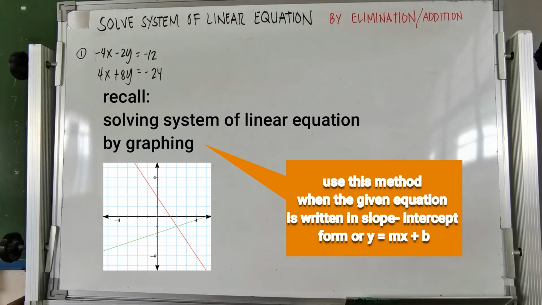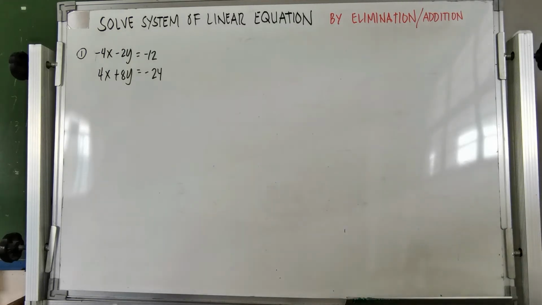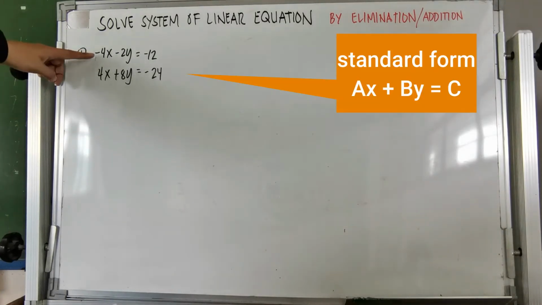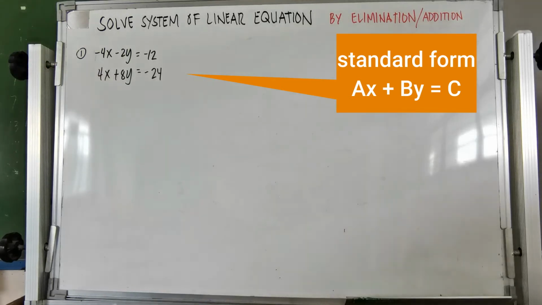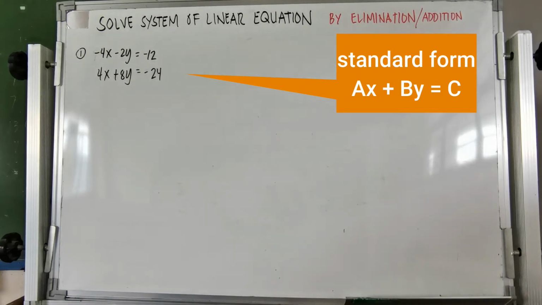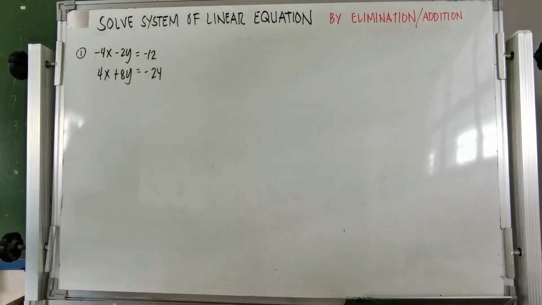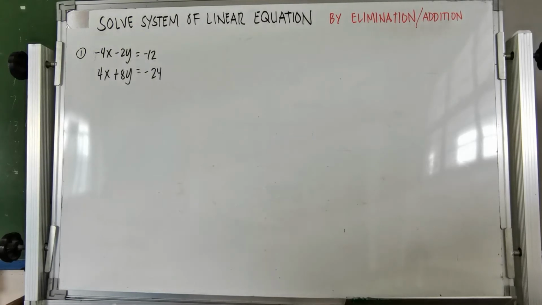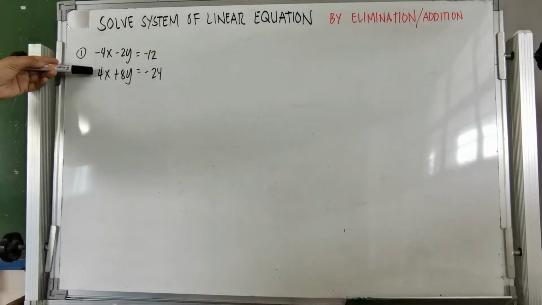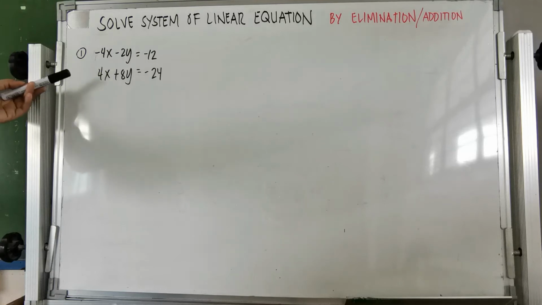So this time, kung i-observe nyo ang ating given, siya ay nakasulat in standard form para sa ating equation 1 at sa ating equation 2. So this time, I suggest na gamitin nyo ang method na to, which is elimination, if the given is written both in standard form. So ito yung mas madaling method. And why do we call this one as addition method? So magsosolve tayo ng system of linear equation by adding the two equation.